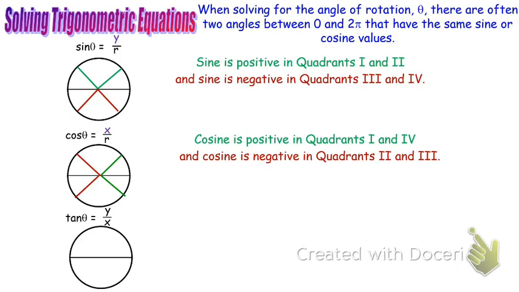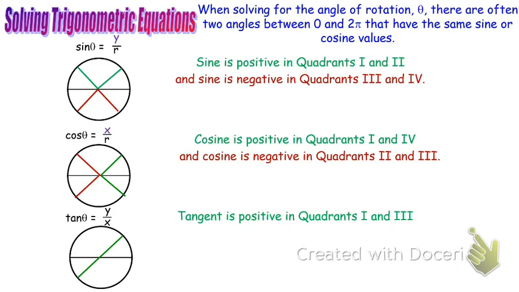Now tangent's a ratio of y over x. Therefore tangent will be positive whenever y and x have the same signs. So tangent will be positive in quadrants 1 and 3 because in quadrant 1, x and y are both positive, and in quadrant 3, x and y are both negative.